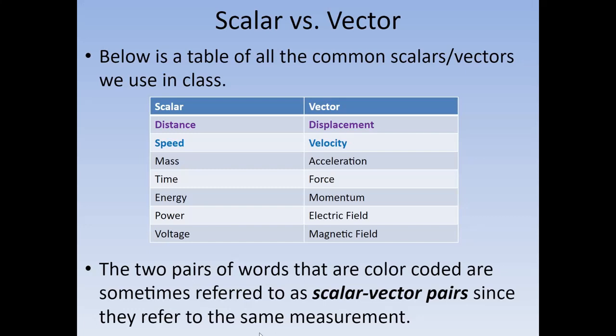Why is that? It's because those are defined as scalar vector pairs, meaning that they basically refer to the same type of measurement, but one being a scalar form and one being a vector form. So distance and displacement both refer to how far an object has traveled, but one's scalar, one's vector. And with speed and velocity, they both represent how fast an object's going, but in scalar and vector form.